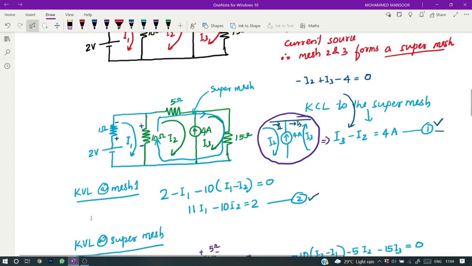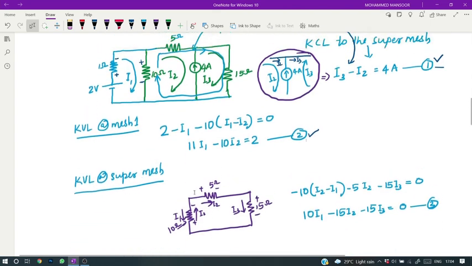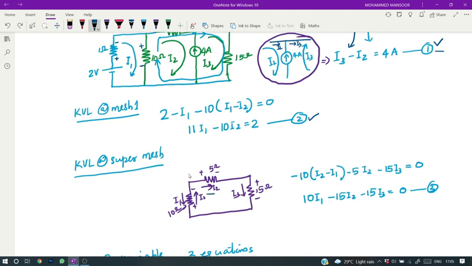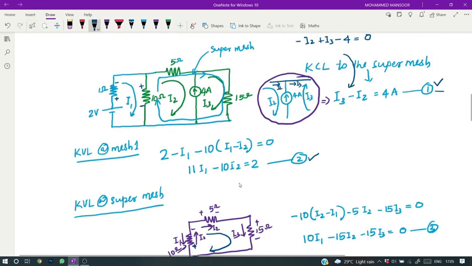Now we need to write KVL at the super mesh. The super mesh alone is shown here. So in the super mesh, the flow of current is assumed in this way. So this is at higher potential, this is at lower potential, higher potential, lower potential, higher potential and lower potential. Through the 10 ohm resistor, the current is I2 minus I1. Through the 5 ohm resistor, the current is only I2. And through the 15 ohm resistor, the current is only I3.